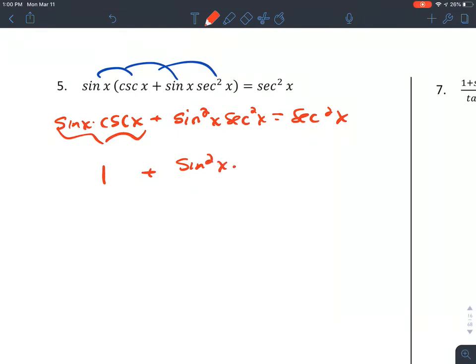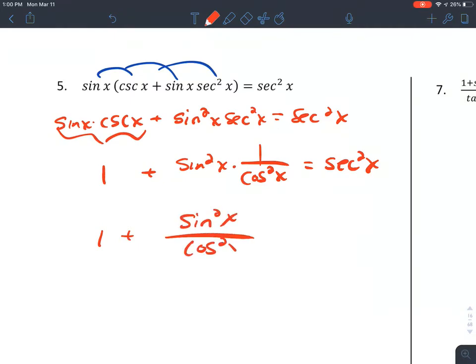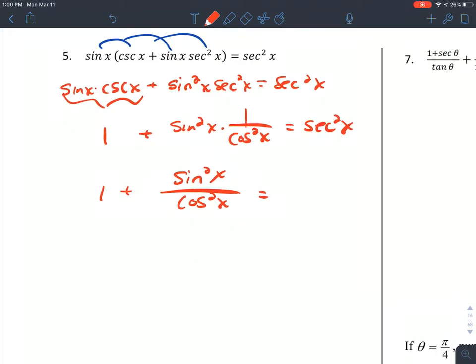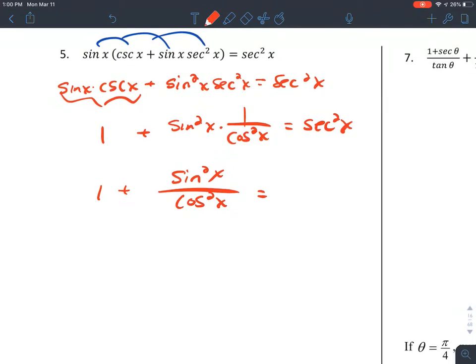Changing secant to in terms of sine or cosine is going to be 1 over cosine squared. That makes the left side of the equation 1 plus sine squared of x over cosine squared of x. That's just multiplying a whole number, sine squared of x, times a fraction, 1 over cosine squared of x.